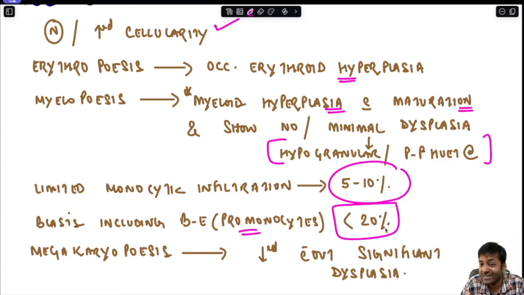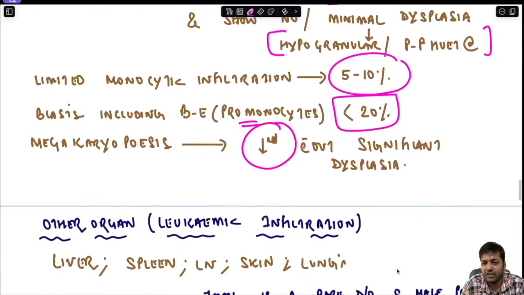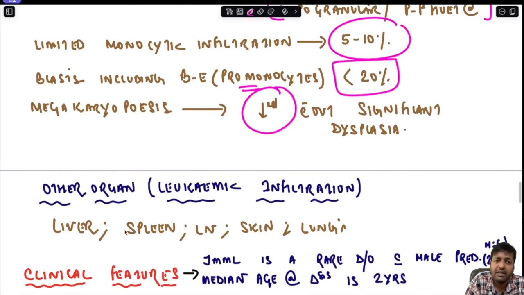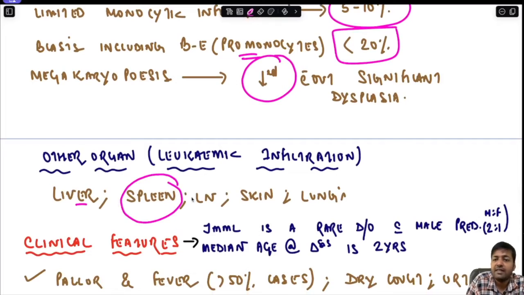And there is no significant dysplasia. Megakaryopoiesis is reduced without significant dysplasia. Now other organ infiltration, that is leukemic infiltration, is common in the liver, spleen, lymph node, skin, and lungs, and is most commonly seen in the spleen.